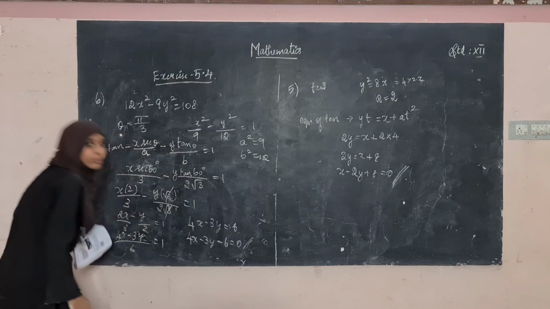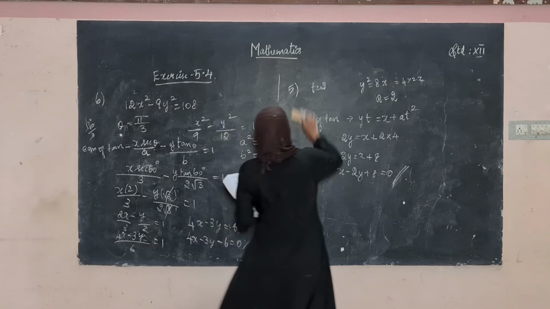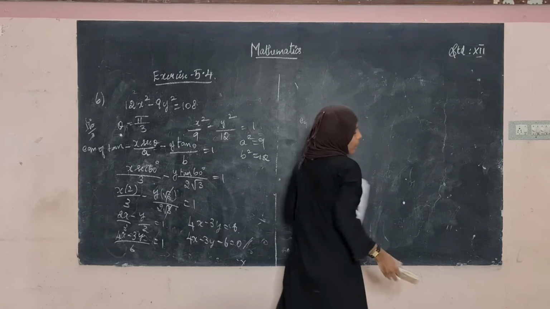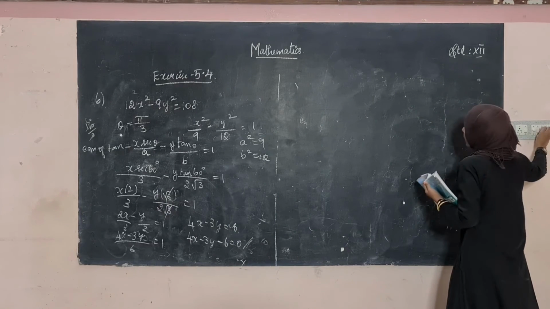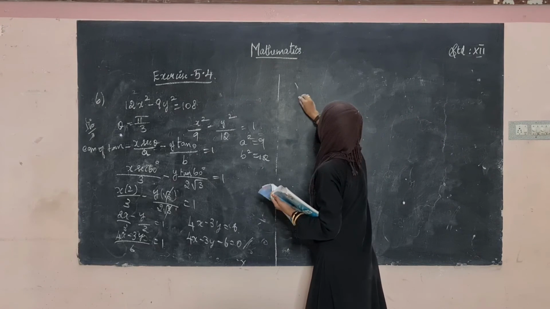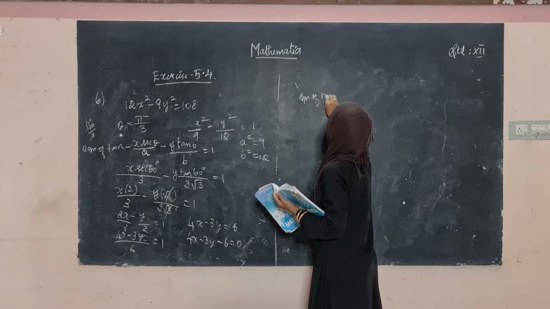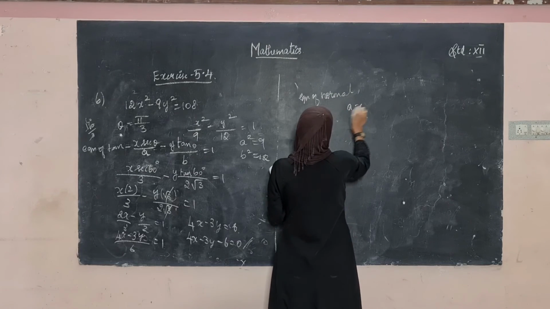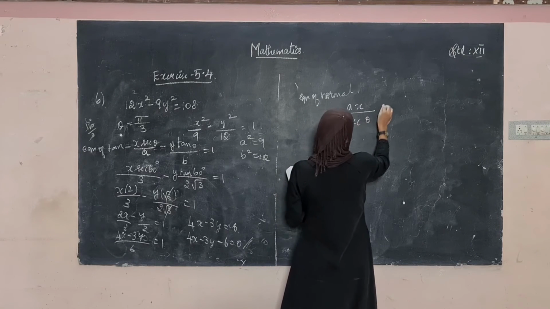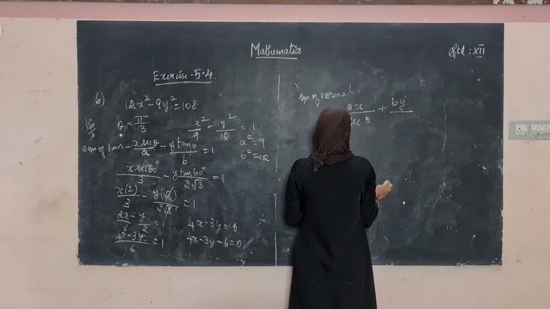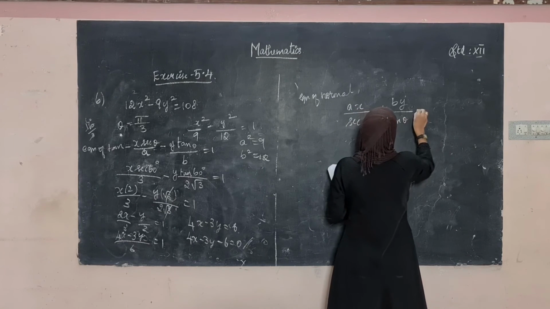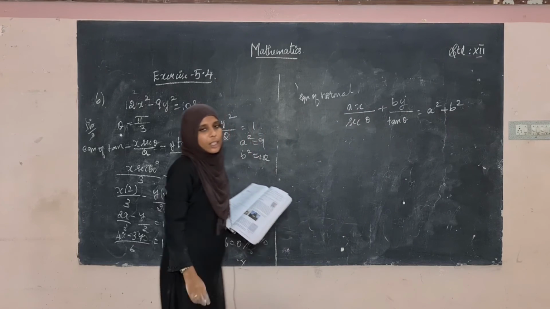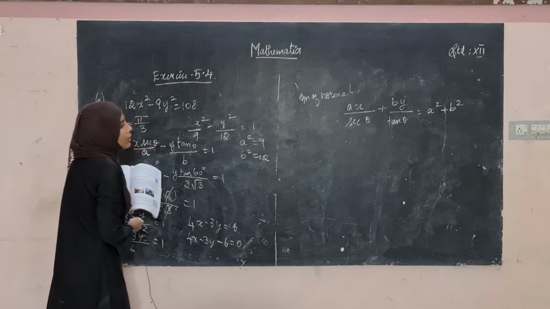This is the equation of tangent, and they have asked us to find the equation of normal also. So you have to find the equation of normal in the parametric form. So what's the formula? Equation of normal in the parametric form: ax divided by secant theta plus by divided by tan theta is equal to a square plus b square. This is the formula of equation of normal to the hyperbola in parametric form.